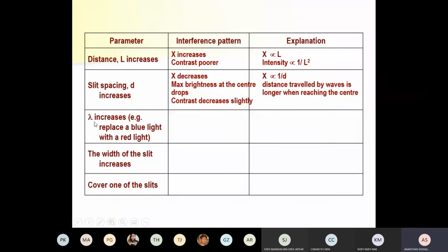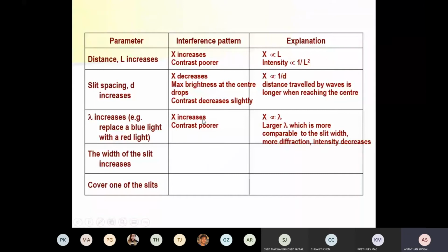Okay, third point. Lambda increases. What happens to the X? Go back to the formula. Lambda equals AX over D, so X is lambda D over A. Lambda and X are directly proportional, so when lambda increases, X increases. The spacing between the bright spots gets further.